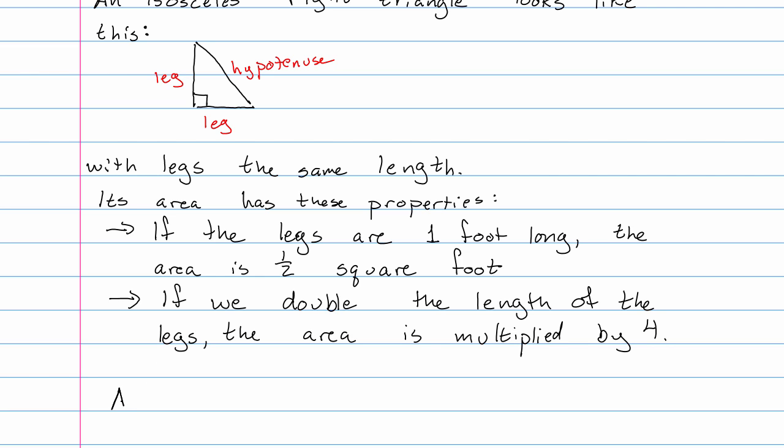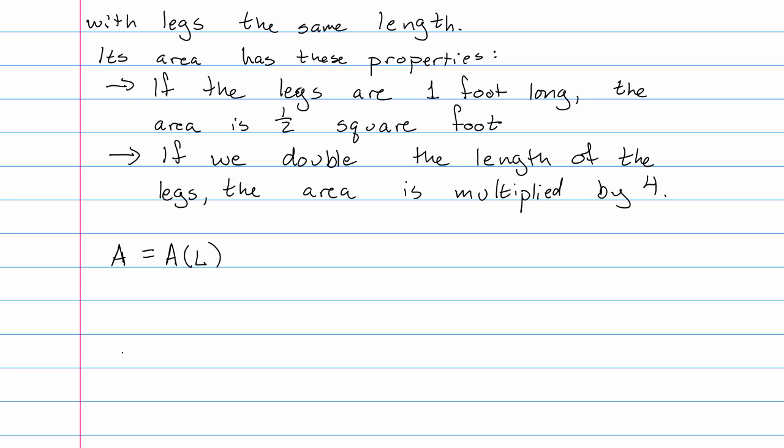So the area is a function of the leg length. If L is 1, A is 1/2, that's given to us. Then if we double the length of the leg, we multiply the area by 4. 1/2 times 4 is 2.